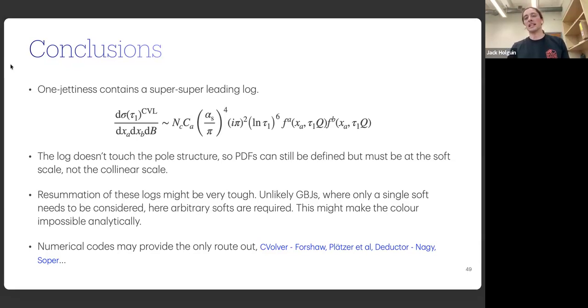And what this is saying is that you can still do that Collins-Soper-Sterman factorization, but the PDF scale has to be much lower than you expected. It has to be at the soft scale. Up to that soft scale, they follow a DGLAP evolution and they're a traditional PDF. Above that soft scale, the evolution isn't DGLAP anymore because it needs to somehow know about these log to the 6 terms that are coming out. And so in that sense, it's not really behaving like a PDF anymore.